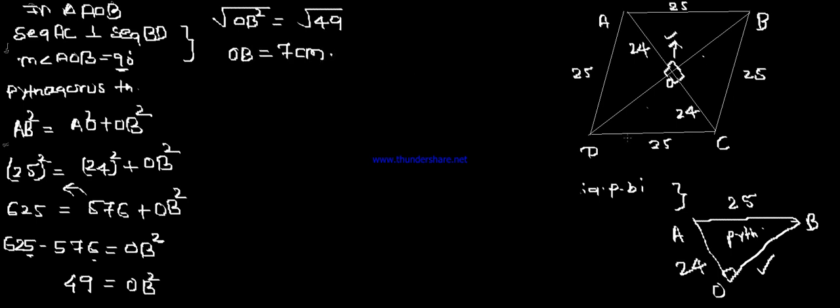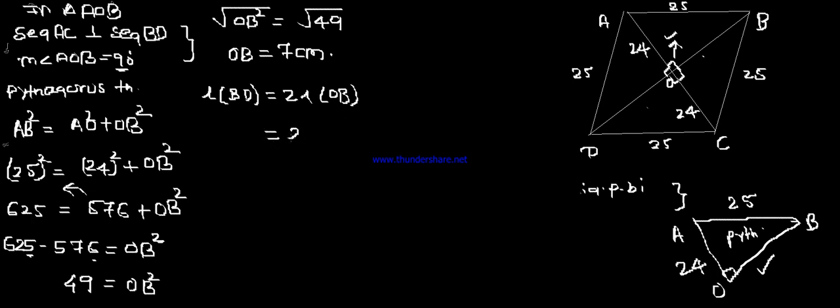But as you know guys, diagonals are perpendicular bisectors of each other, so the OB is nothing but the half part of BD, correct? So I will write here the length of BD is equal to 2 times the length of OB.